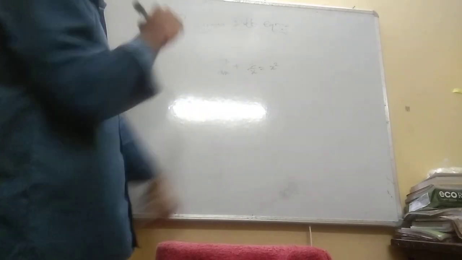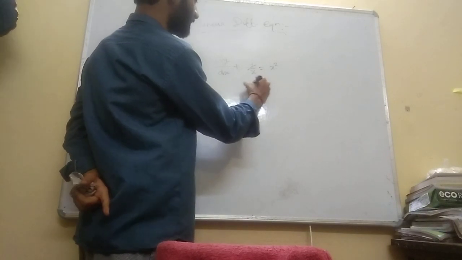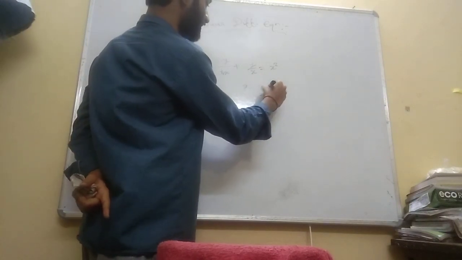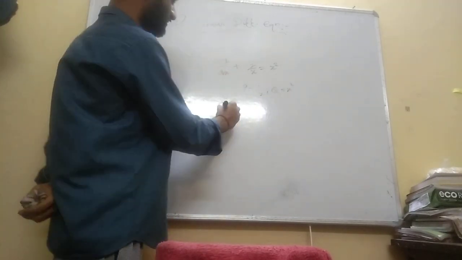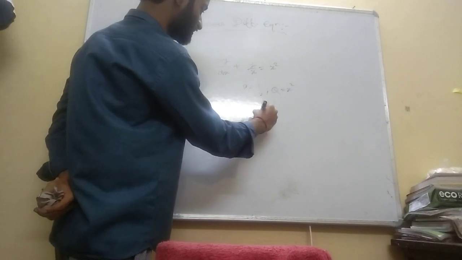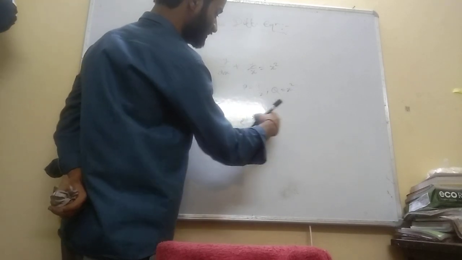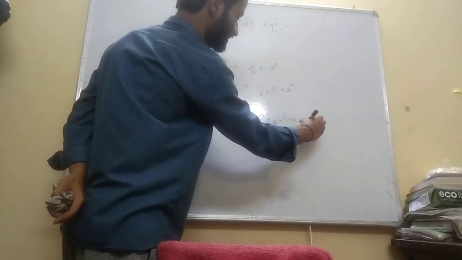So you have to understand here P is 1 by x and Q is x square. So P is equal to 1 by x and Q is equal to x square. So what will be the integrating factor for this? e to the power integral of 1 by x dx is equal to e to the power ln x, and that will be equal to x.